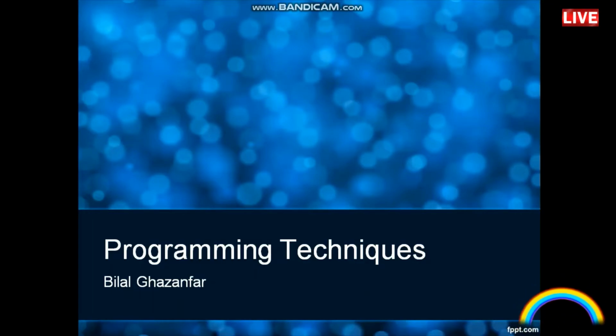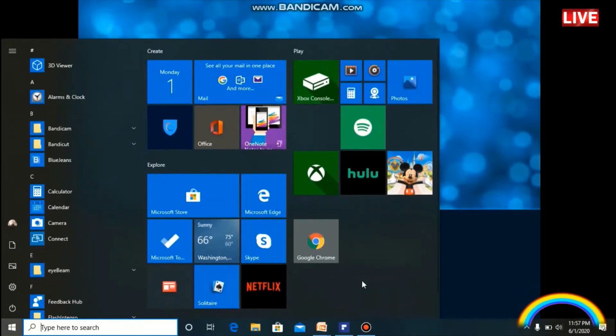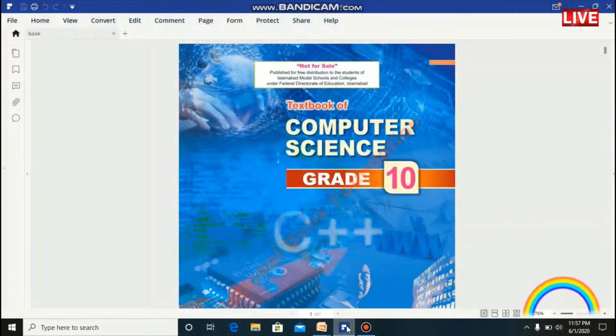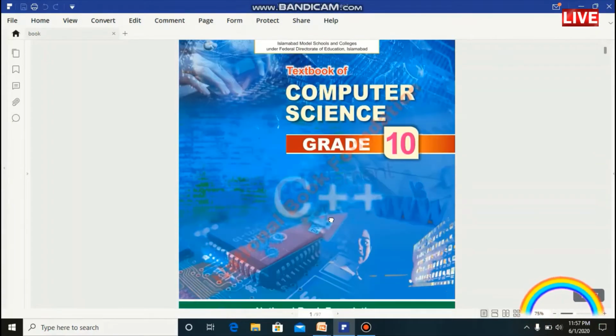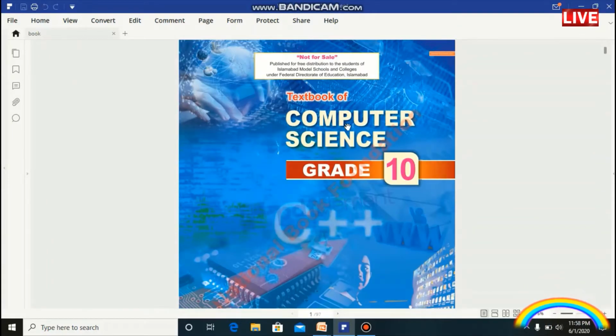Before starting today's class, I want to share the textbook that we follow in our course. That is the Computer Science for Grade 10, the National Book Foundation, recommended by Federal Board. So we will follow this book. I also shared this book, the soft copy, with you.